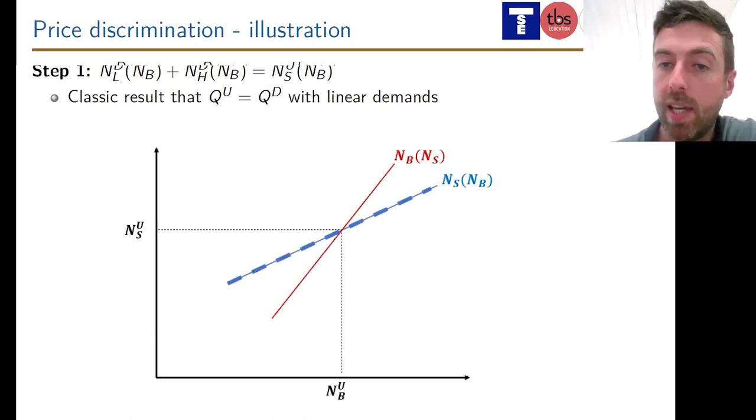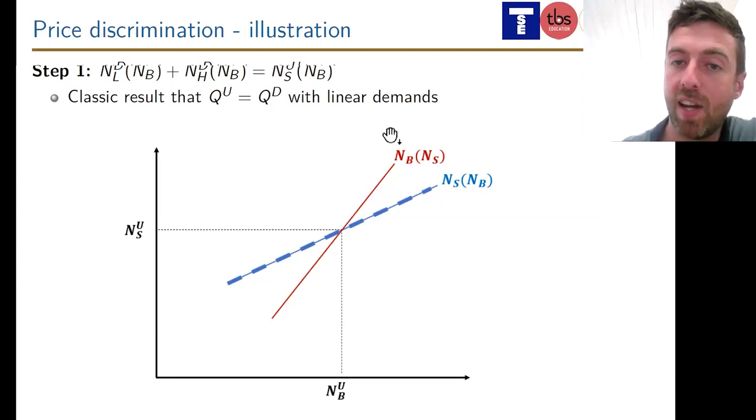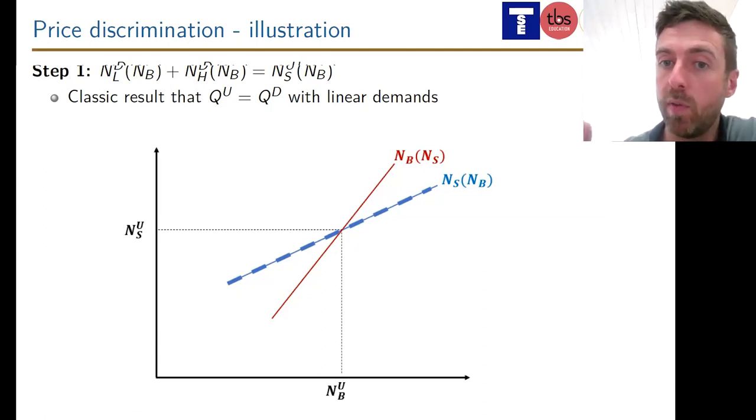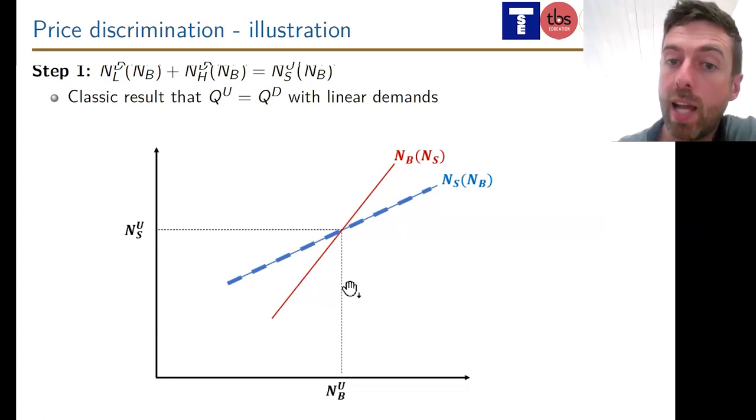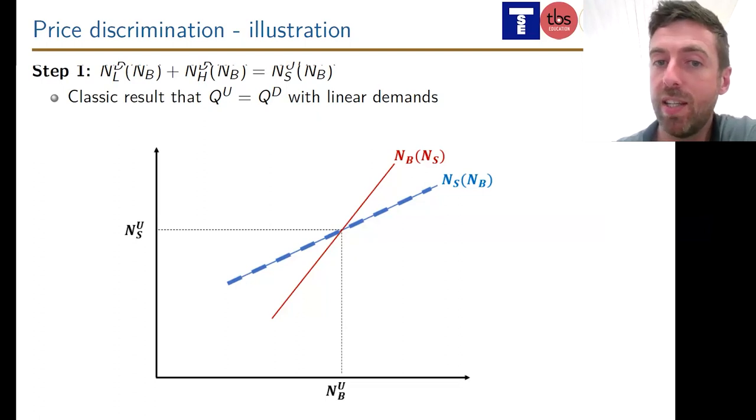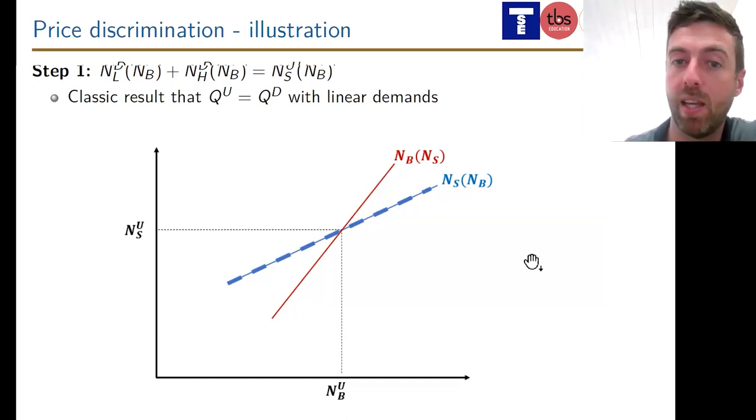So what that means is that the continuous lines are the previous one. So this is the solution in the case of uniform pricing. But now the dashed line is the optimal strategy under price discrimination. So it means that for a given number of buyers, the platform wants to attract the same total number of sellers. So the curve is located exactly in the same place.